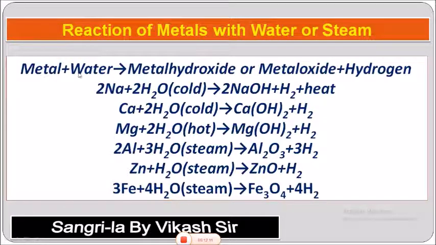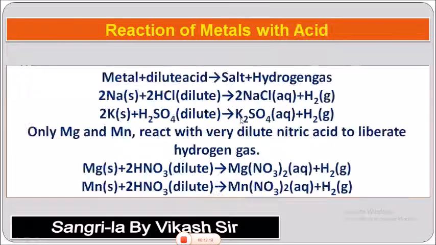Then metal reacts with water, and we get metal hydroxide or metal oxide plus hydrogen gas. Okay, now the next reaction: metal with acid. When metal reacts with dilute acid, we get salt and hydrogen gas. For example, sodium plus hydrochloric acid gives NaCl, that is salt, and hydrogen gas.